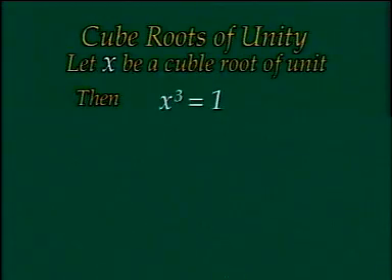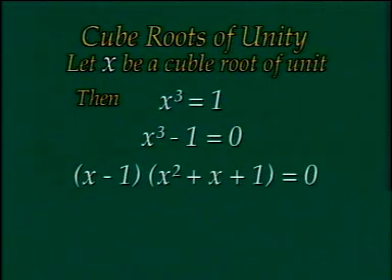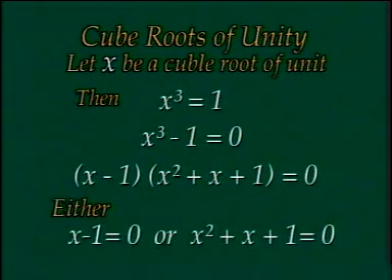x cube is equal to 1. So if we take 1 on the other side, that will give you x cube minus 1 is equal to 0. That is, if we change it using the formula a cube minus b cube, that will be (x minus 1)(x square plus x plus 1). So the product of both of them is 0. So this means each one of them is 0. That is, x minus 1 is equal to 0. This implies that x is equal to 1. This will be your real root.